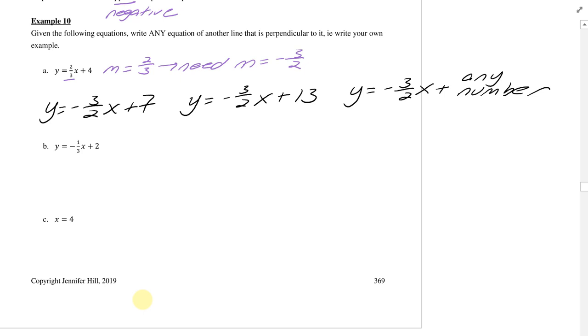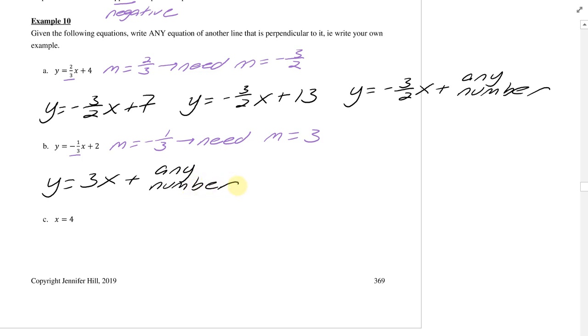Okay, so for B here, so here's where my m is. So I have the slope -1/3, and I need m equal to 3. Okay, so then the structure of my line, so I'll just kind of cut to what it would be. 3x plus any number that you wrote down would be fine. So as long as it's got the slope of 3, it's going to be perpendicular.